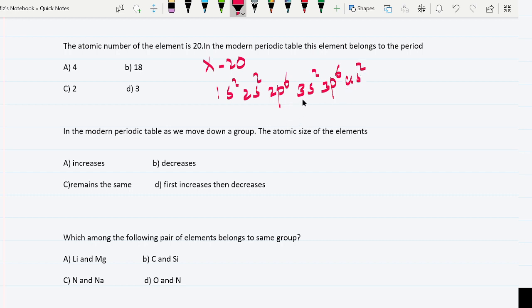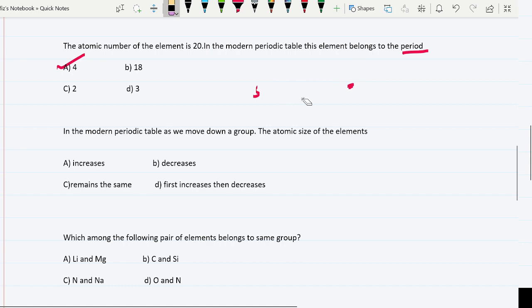And now how will you find the period of that? See here, the period is equal to the valence shell, the last shell. The last shell tells about its period. Means this element belongs to the 4th period of the modern periodic table. Okay, hope you all have got it.